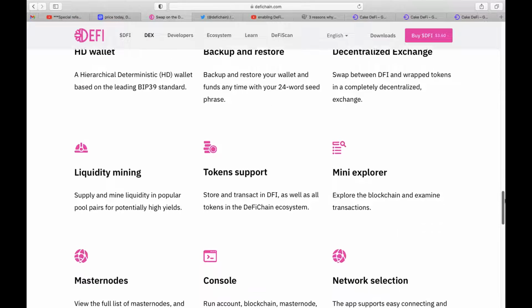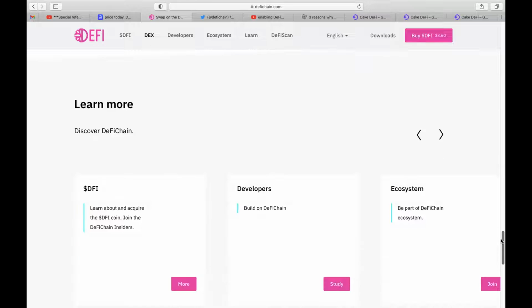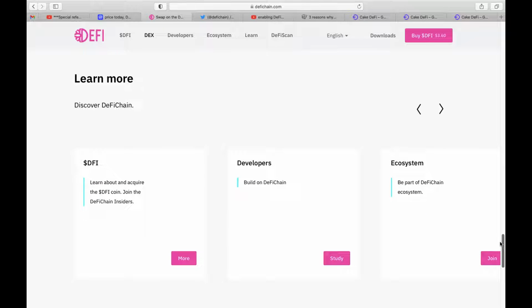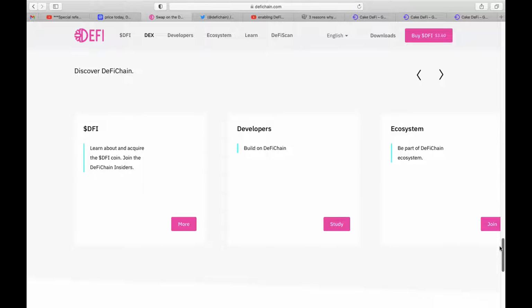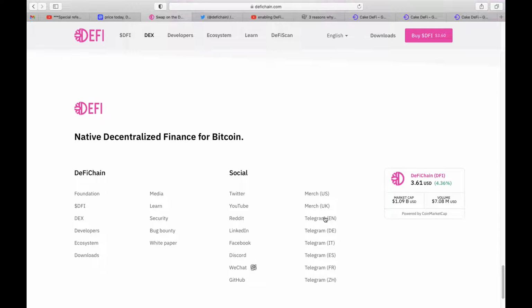Okay, now scroll back on their website and you can see the other wallet features, everything they've got going on about it: token support, the mini explorer, the network selection, the masternodes, learn more, discover DeFi Chain. Okay, all about the ecosystem there again. And it's also got all the different parts of their ecosystem that you can see. And I like the fact they've got a little box down here telling you exactly what the market cap is. I think they must be so proud of the year they've had that they've constantly developed. And that's what I like about it.